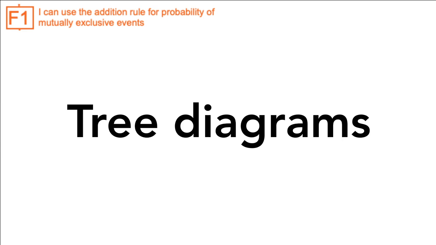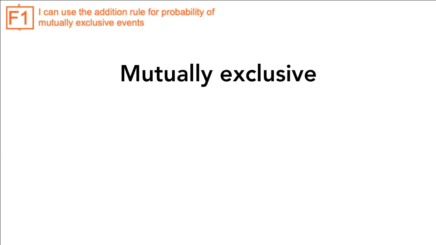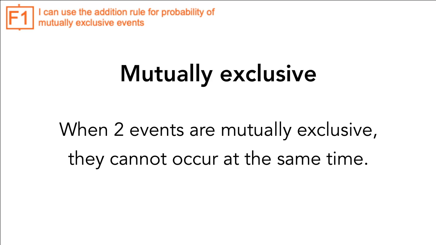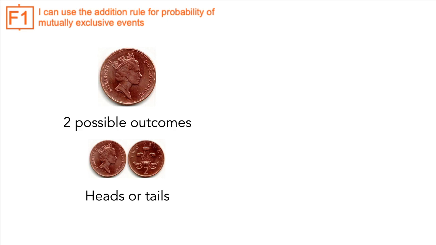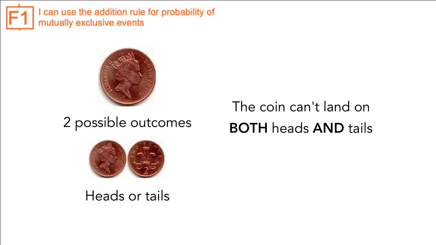To overcome this learning outcome, we first need to understand what mutually exclusive means. When two events are mutually exclusive, they cannot occur at the same time. For example, flipping a single coin. The coin will land either on heads or on tails. You can't get an outcome where the result is heads and tails at the same time on the single coin.